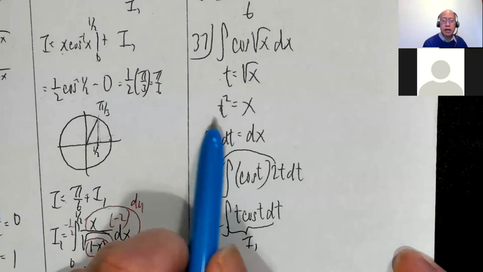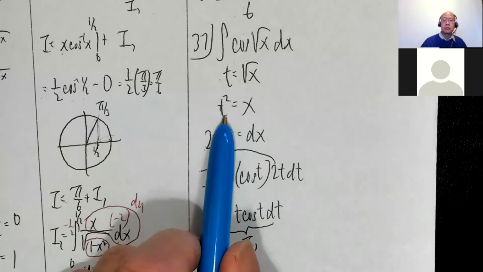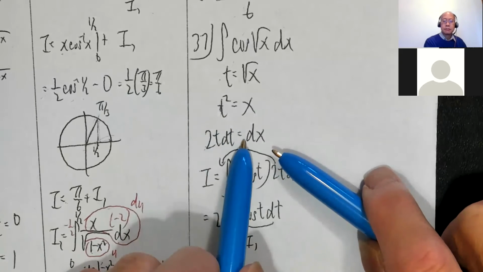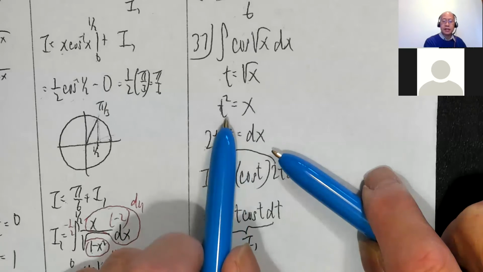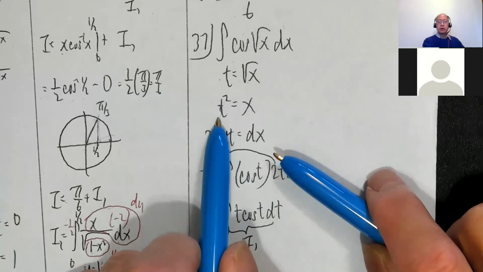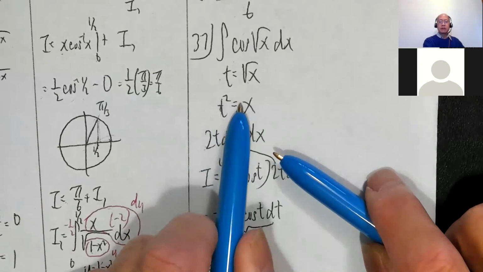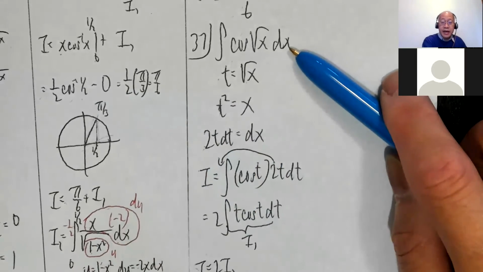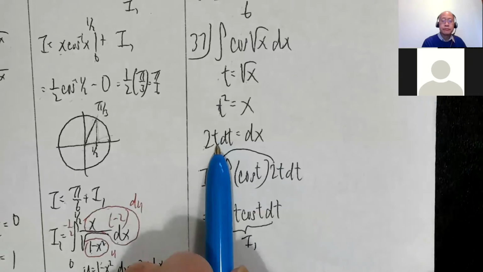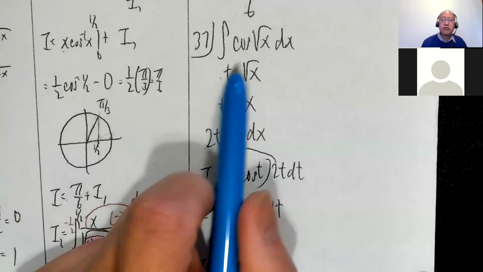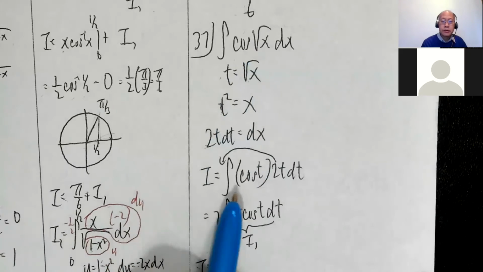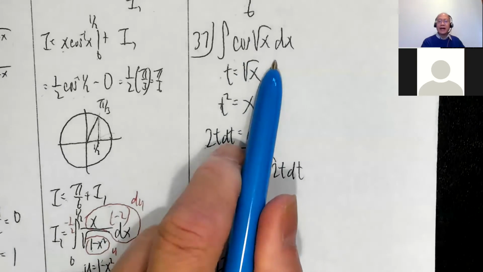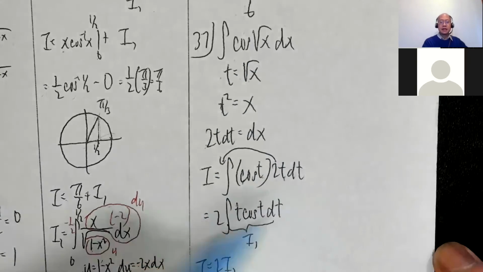Now I differentiate both sides. So 2t dt equals dx. This is using the Leibniz notation in differentials. Take the derivative, put dt, take derivative, dx, derivative of x is 1. So now right here where it says dx, I'm going to put in this stuff. So I have the integral of cosine radical x, which is cosine of t, and then dx, 2t dt.